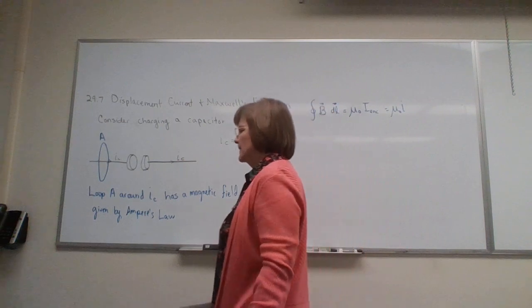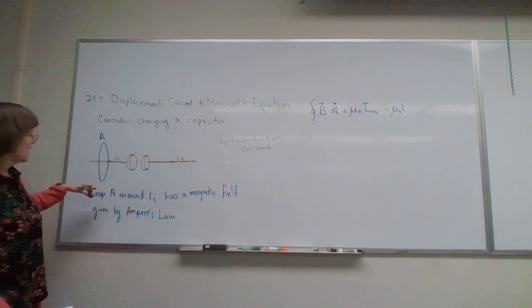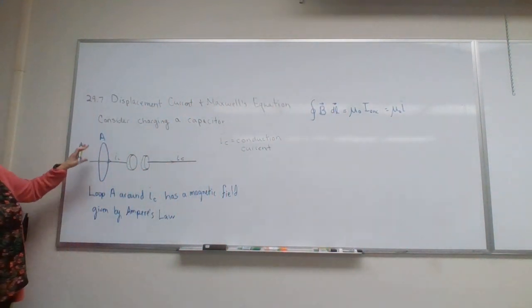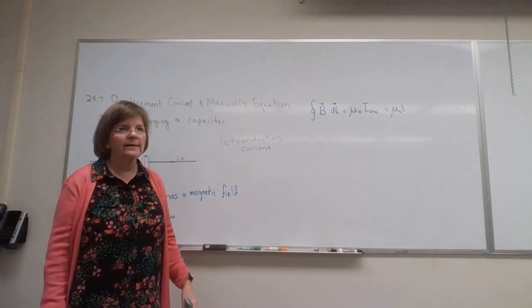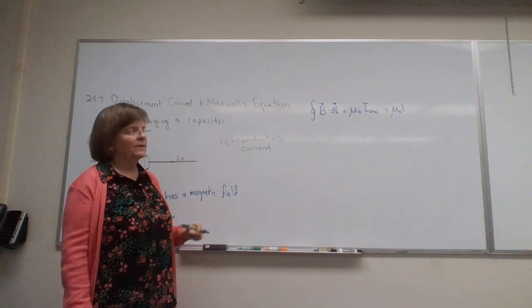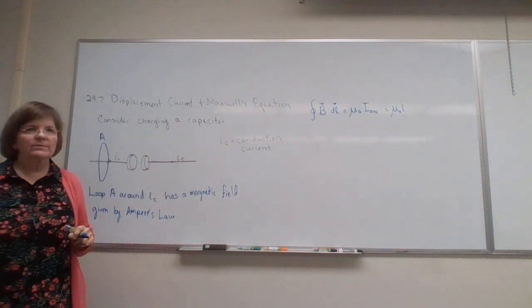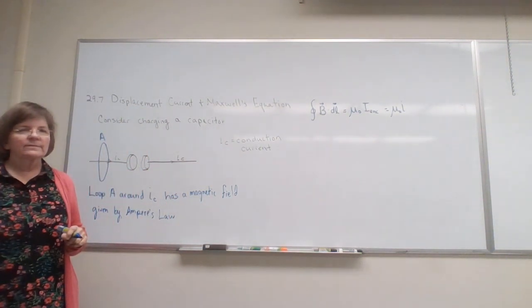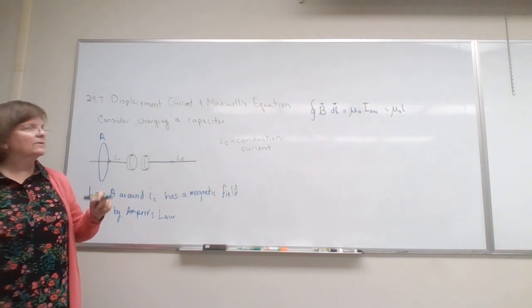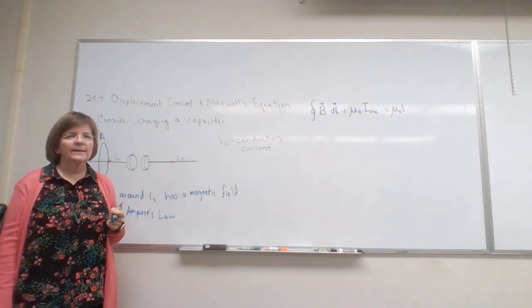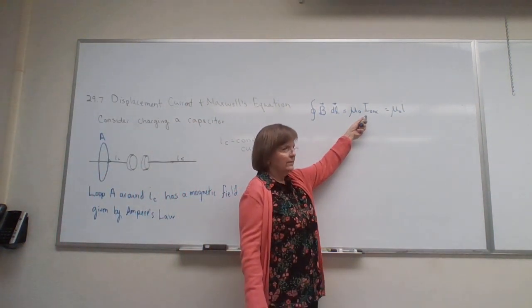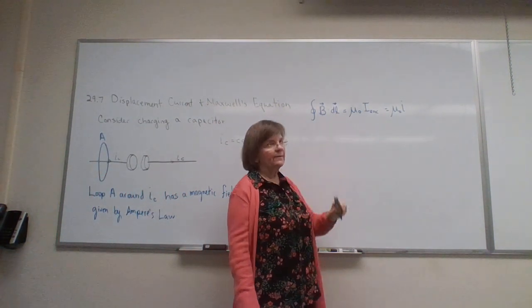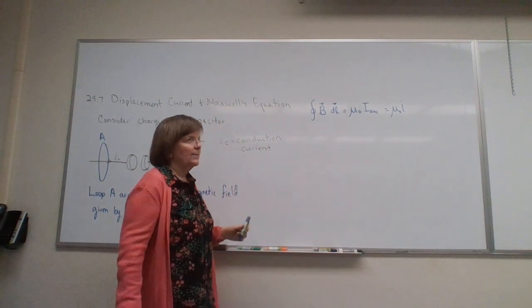Ampere's law says if you integrate around a closed path around a current, the magnetic field is related to the amount of the enclosed current. If I don't have any enclosed current, what should my magnetic field be? This is 0, so if that's 0, then the magnetic field is 0, right? That's what Ampere's law says.